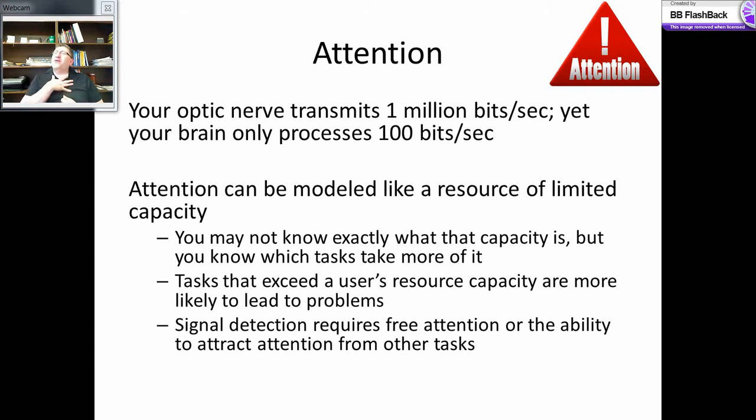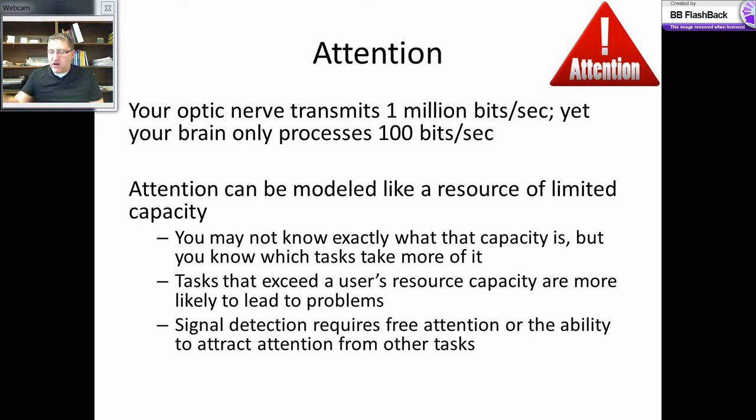Unfortunately, we don't really know exactly what it is. There's not a good way to go and say, all right, I want to know exactly how much attention I have. How many bits can I work at the same time? We don't really have that ability. But what we do know is that some tasks take more attention than others. Some tasks require more cognitive processing than others do. And so we kind of have a relative way of handling this.